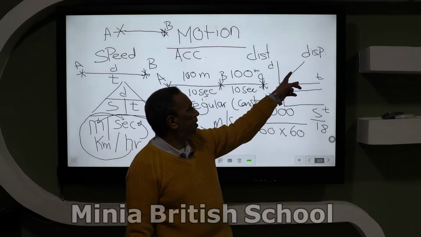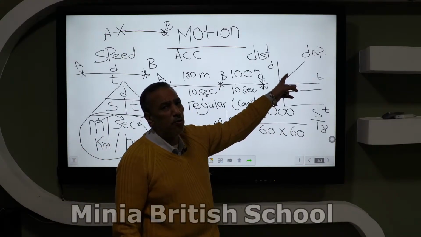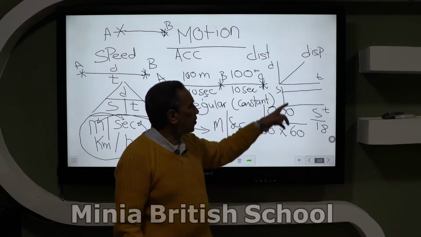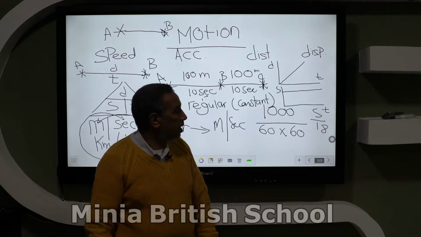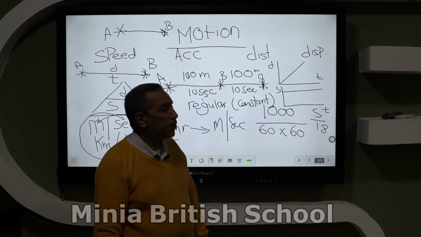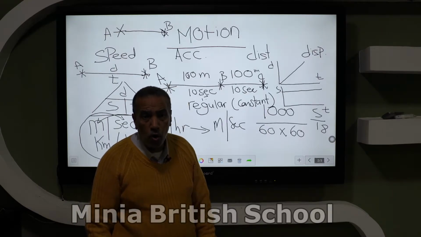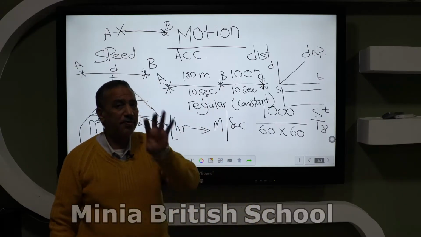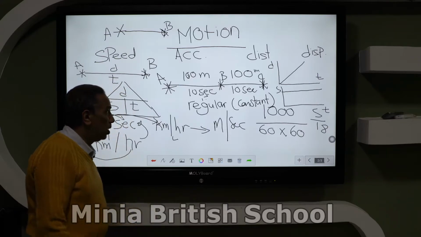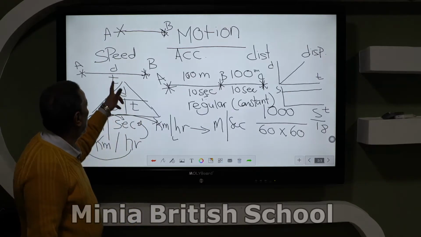This distance-time graph represents a body moving with a regular speed. And this speed-time graph also represents a body moving with regular speed, or constant speed, or uniform speed. All of them have the same meaning and the same rule. This is the first type of speed.